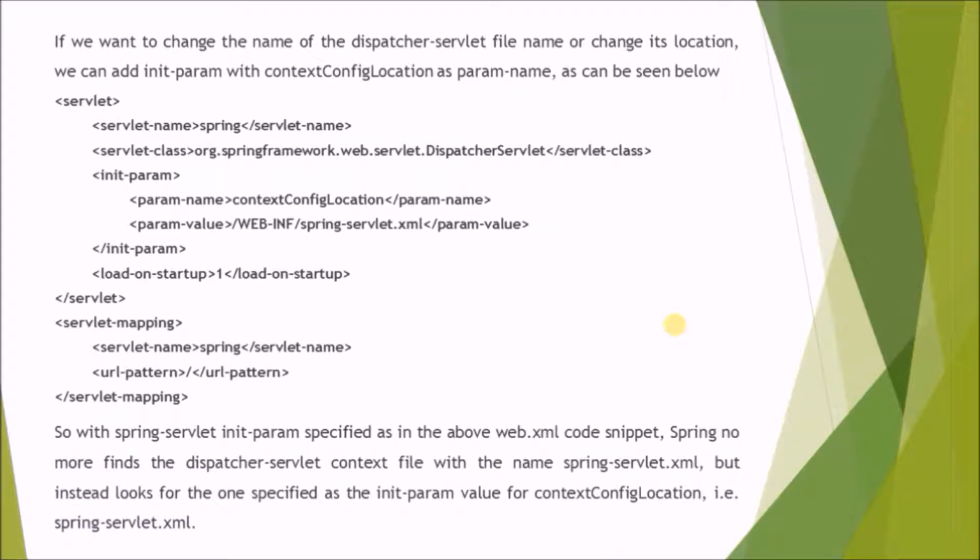So with the Spring servlet init-param specified as in the above web.xml code snippet, Spring no longer finds the dispatcher servlet context file with the name spring-servlet.xml, but instead looks for the one specified as the init-param value for contextConfigLocation.